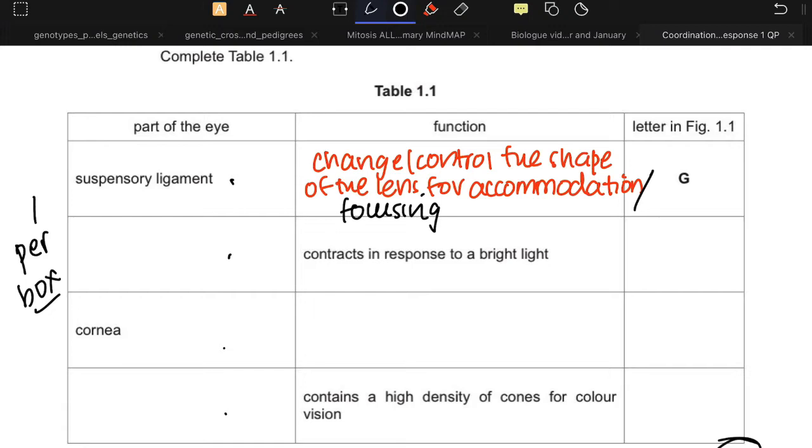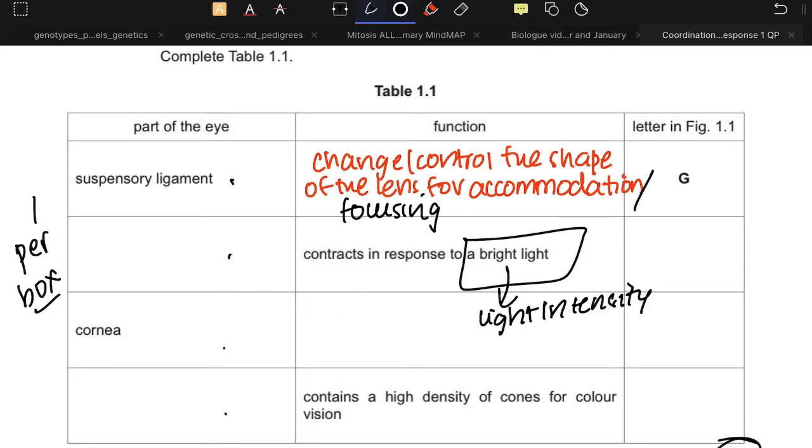So the next thing says function as contracts in response to a bright light. Alright, remember bright light. So this talks about control of light intensity. Which muscles are involved in the control of light intensity? The control of light intensity is carried out by the circular or radial muscles. So which one contracts in response to bright light?